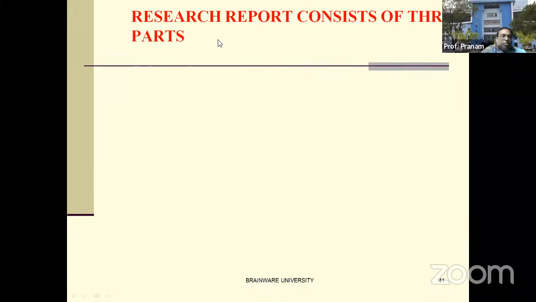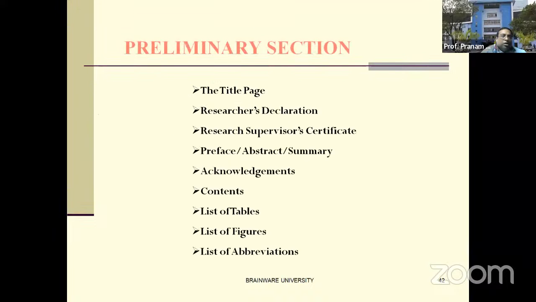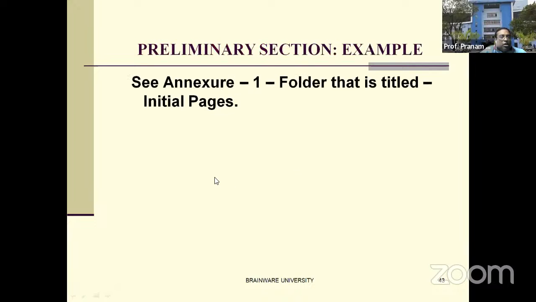Any research process, maybe marketing, maybe business research, and maybe others. The research report consists of three parts: the preliminary, that is the prefatory pages, the text, that is the main body of the report, and the reference material. This is the preliminary section, that is the title page. I have already shown you in the sample. The title page, the researcher's declaration, the research supervisor's certificate, preface or abstract or summary, acknowledgements, contents, list of tables, list of figures, and list of abbreviations. And if the preliminary section has some annexure, that should also be mentioned here.